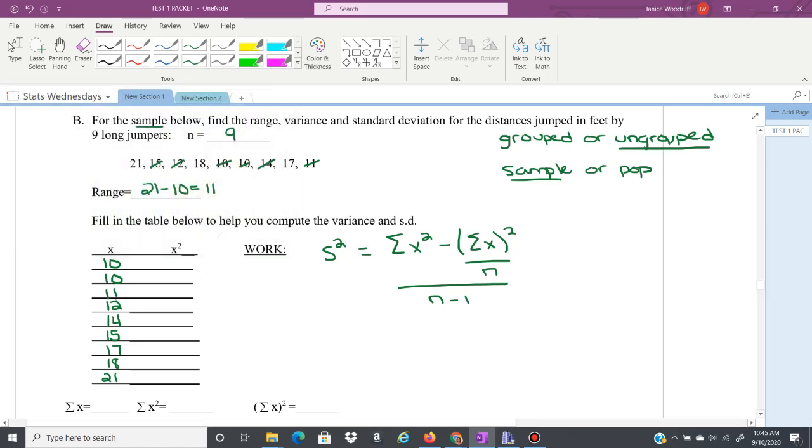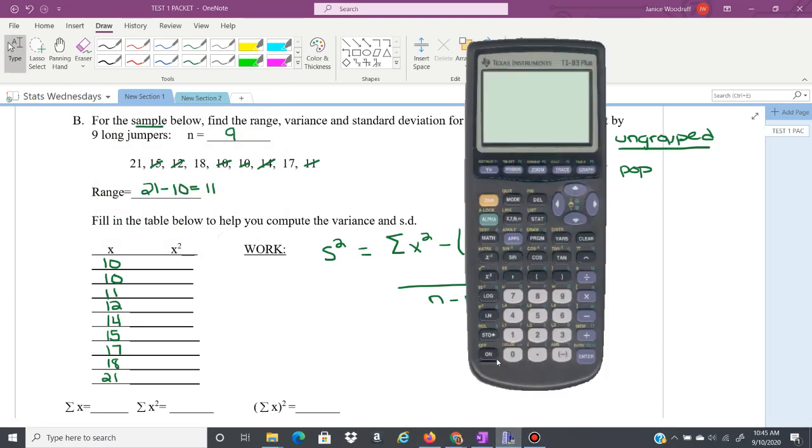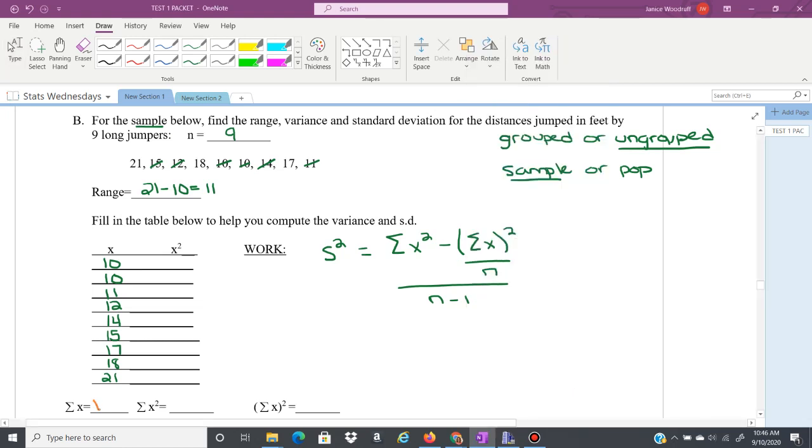All right, so we want the sum of our x values. So I'm going to add all of these values. So we're going to go 10 plus 10 plus 11 plus 12, plus 14, plus 15, plus 17, 18, and 21. So that's going to give me 128. Put that right there for my sum of x.